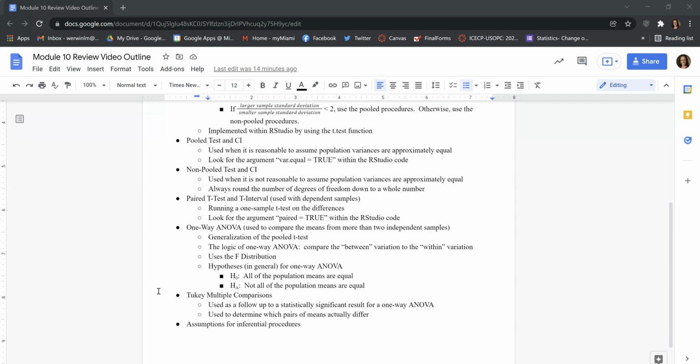In terms of assumptions for inferential procedures, there are assumptions for any inferential procedure that must be satisfied in order for the results of that inferential procedure to be valid and meaningful. And so there were assumptions presented for all of these inferential procedures here in Module 10. Make sure that you are familiar with those assumptions so that you understand what needs to be satisfied in order for the results of the statistical inference to be valid and meaningful.